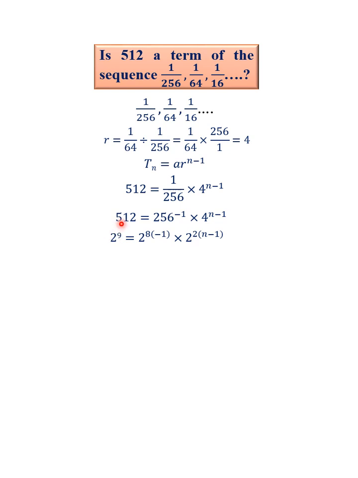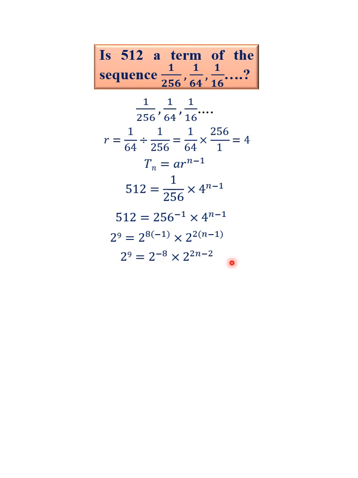So the left hand side becomes 2 raised to the power 9 equal to, how many times will 2 multiply itself to give us 256? The answer is 8. So 256 is 2 to the power of 8, raised to the power minus 1, times 2 raised to the power 2 to give us 4, to the power n minus 1. Let's open up the brackets here. So we have 2 raised to the power 9 equals 2 raised to the power minus 8, 8 times minus 1 gives us minus 8, times 2 raised to the power 2 times n gives us 2n, minus 2 times 1 gives us 2.